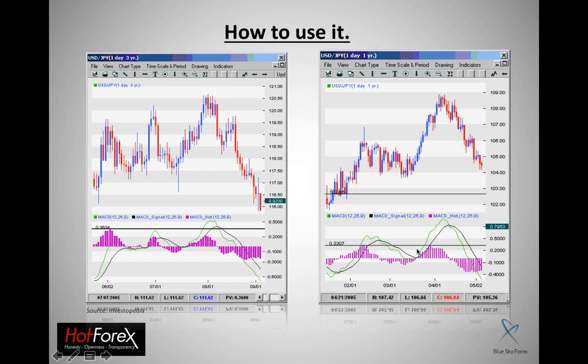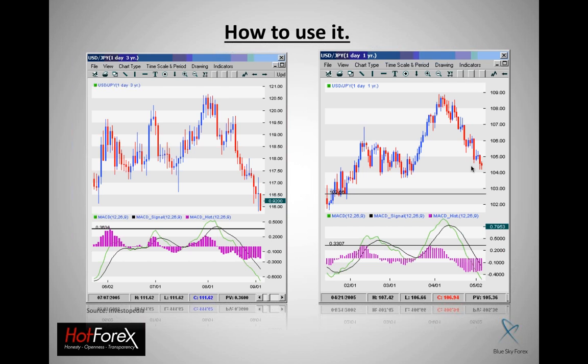And what you're seeing here basically is what is known as a double top in the histogram, right? It's failed to create a new higher high. But price has created a very significant higher high, and that then obviously is a good indication for you to potentially open a short position.